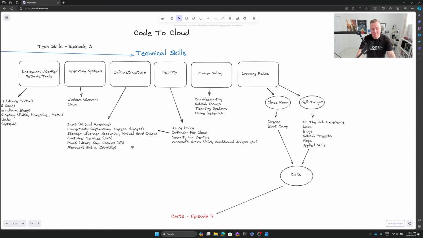So security is a lot deeper than this, but I thought I'd just give you a general flavor of where you could get started and what you should look into when it comes to Azure.